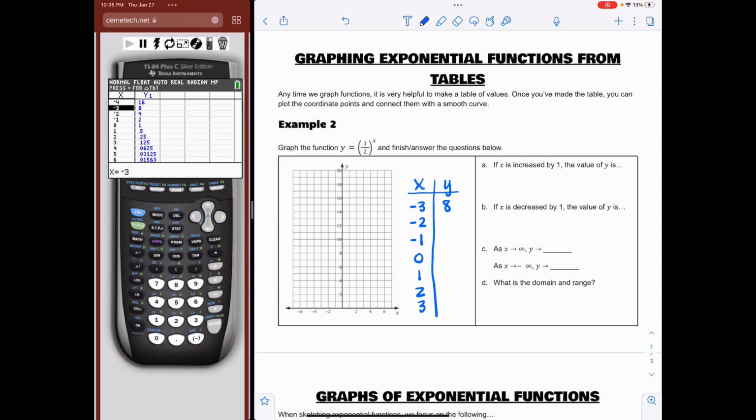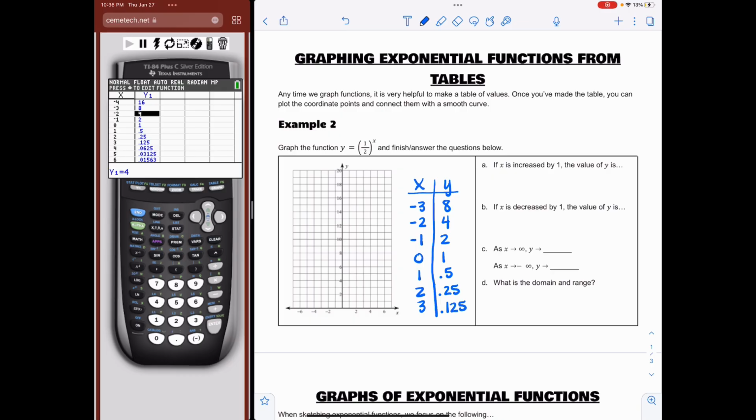So I see that here when x is negative 3, y is equal to 8. When x is equal to negative 2, y is equal to 4. When x is equal to negative 1, y is equal to 2. When x is equal to 0, y is equal to 1. When x is equal to 1, y is equal to 0.5. When x is equal to 2, y is equal to 0.25. And when x is equal to 3, y is going to be equal to 0.125.